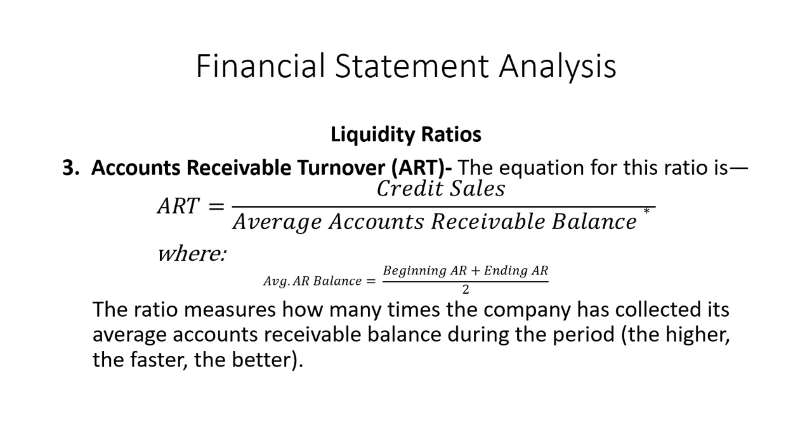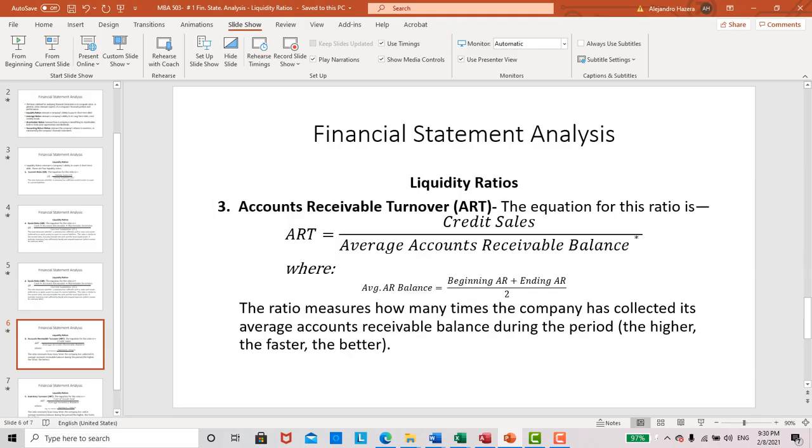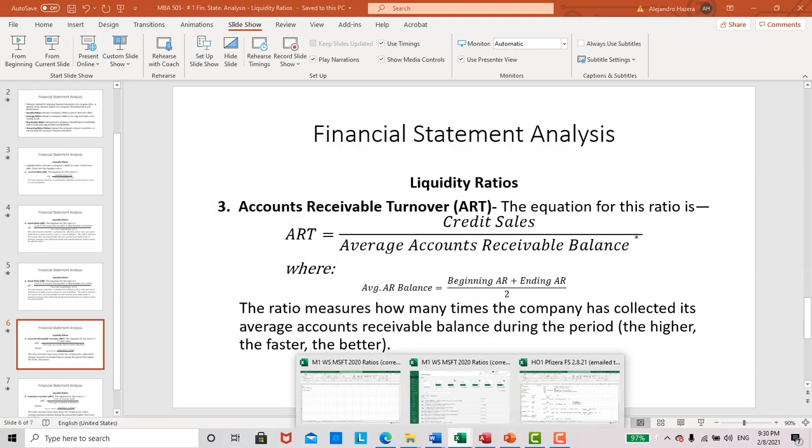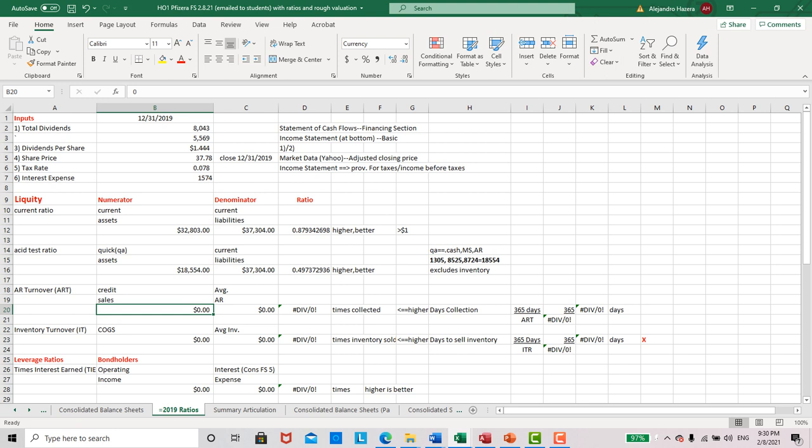And what does this ratio measure? The ratio measures how many times a company has collected its average accounts receivable during the period. The higher, the faster, the better. You want this ratio to be as high as possible. We're going to label it times because you're going to collect your receivables balance 2 times, 3 times, 4 times, 5 times. So let's go back to the Excel worksheet here, and here's our accounts receivable turnover, credit sales.